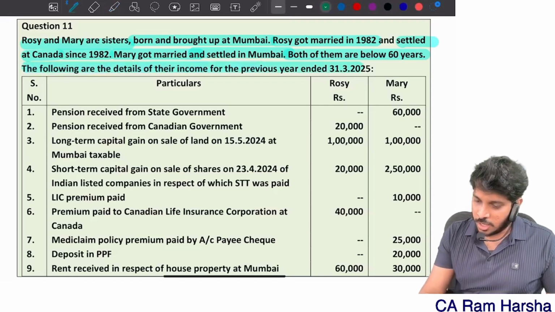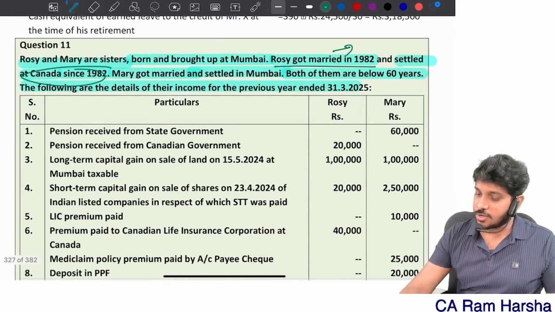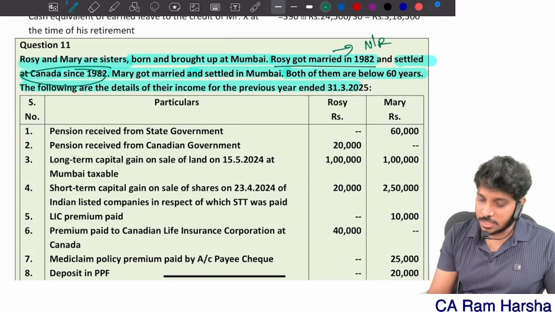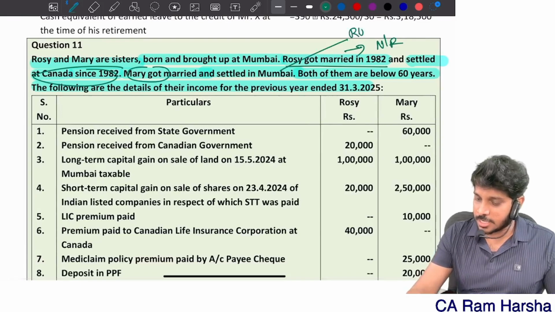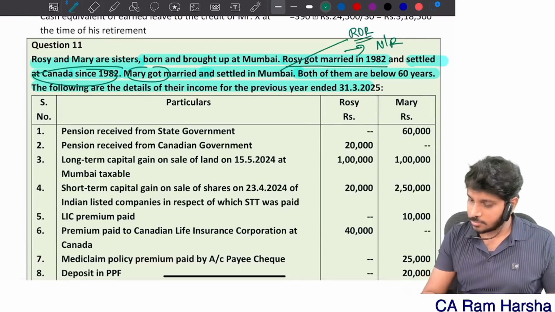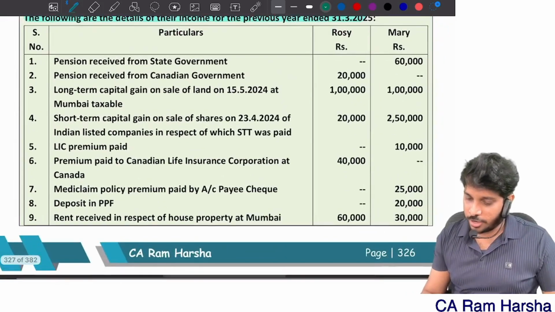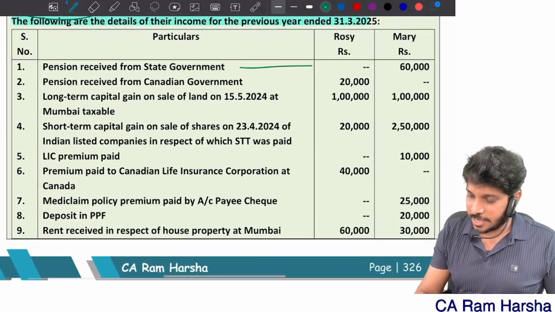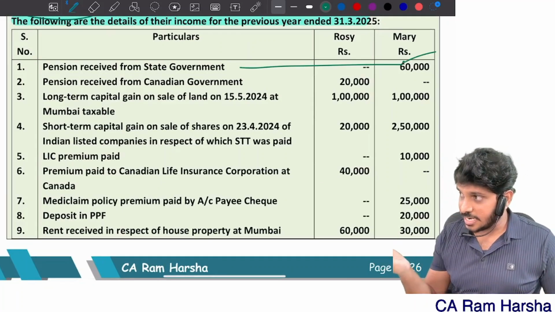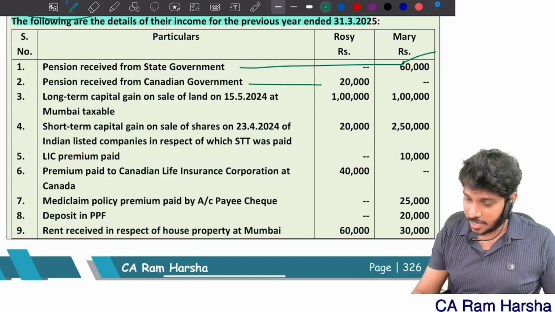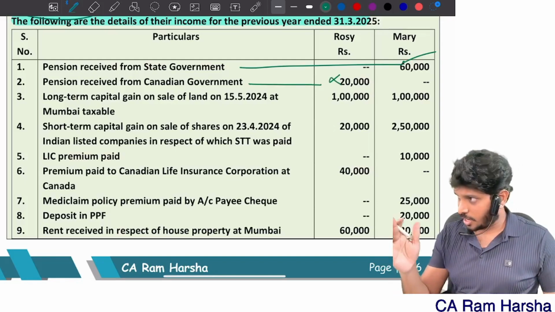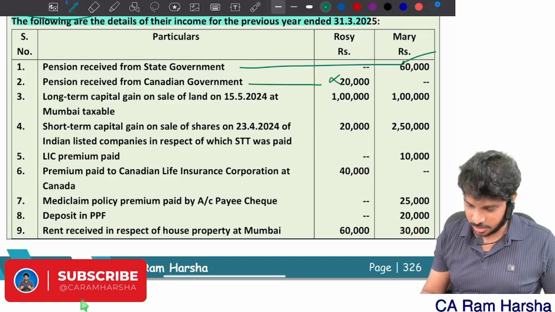Now you see, Rosie got married and settled in Canada. Okay? She settled in Canada. Rosie is a non-resident. Yes or no? Mary was settled in Mumbai. She is resident and ordinarily resident. They are giving the following incomes. Pension from state government, taxable because it's an Indian income. Pension from Canadian government for Rosie, not taxable because she is a non-resident.